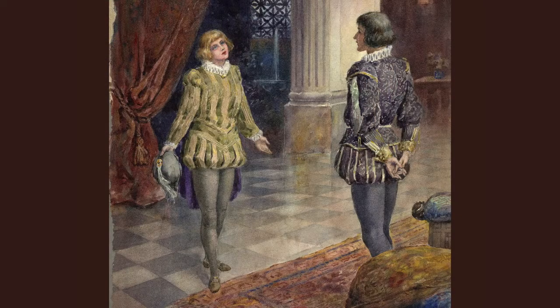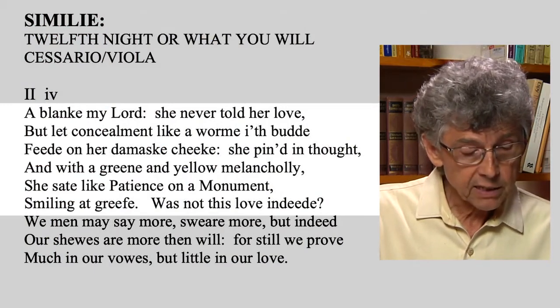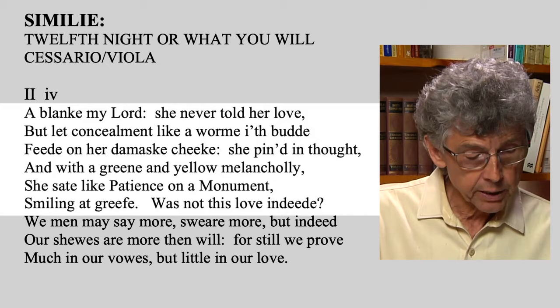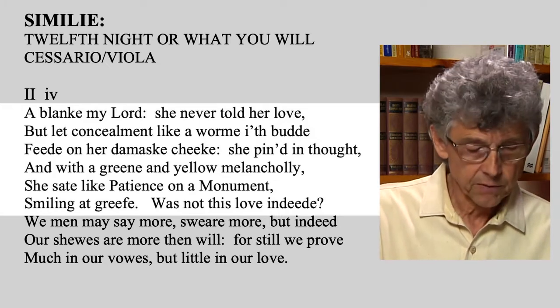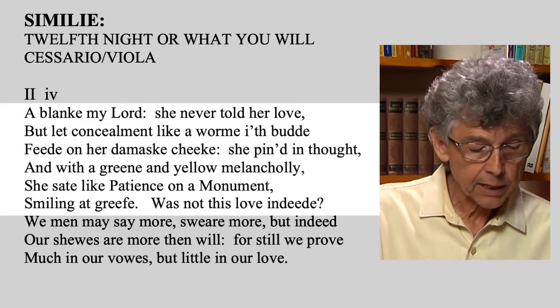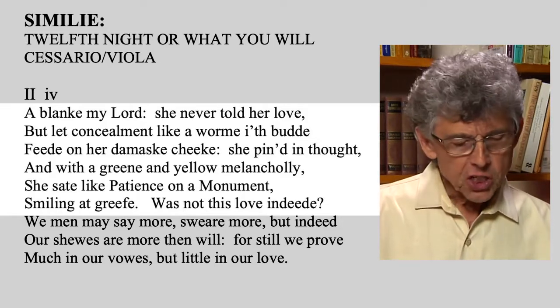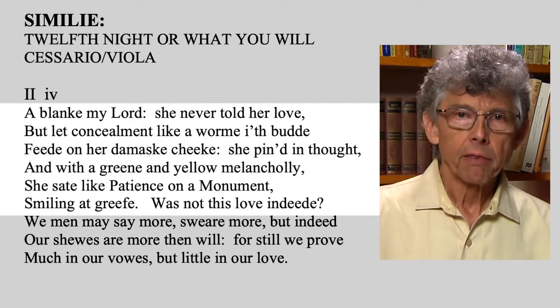She is now Cesario. She is in disguise, and she is speaking to Orsino, who secretly she's mad in love with. And she's telling him about a young girl who never told her love that she loved him, just like herself. And she says, "A blank, my lord, she never told her love, but let concealment, like a worm in the bud, feed on her damask cheek. She pined in thought, and with a green and yellow melancholy, she sat like Patience on a monument, smiling at grief." When she says, "like a worm in the bud," that's the simile.